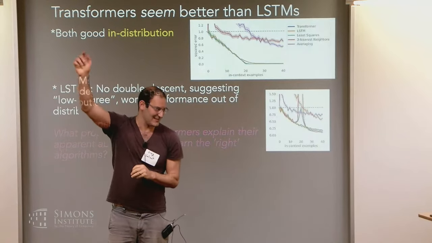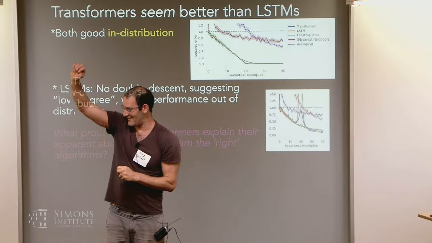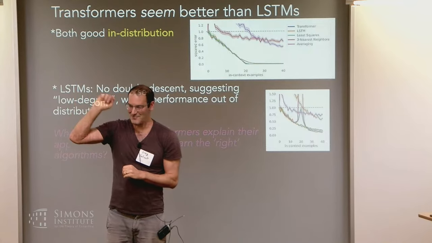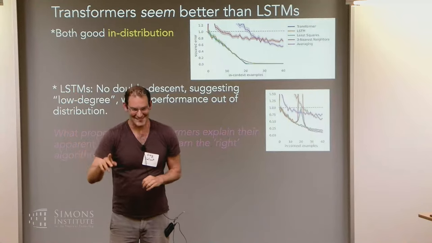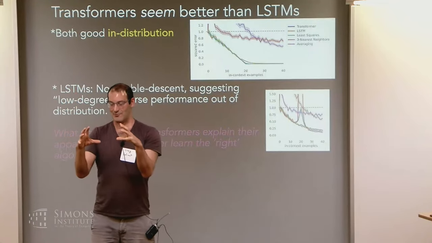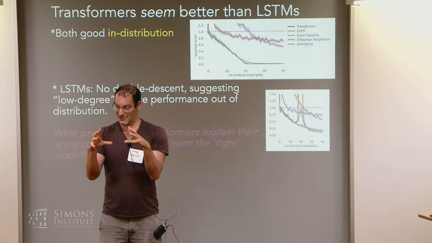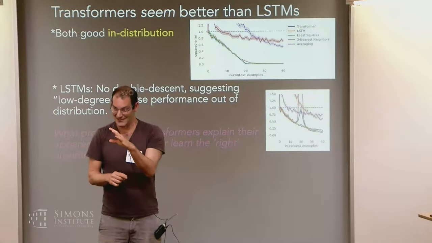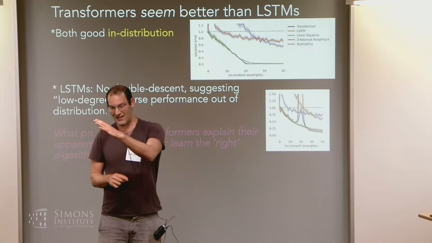How many people are like, yes, this is double descent, I understand this, I've seen this? Okay, how many people, this sounds okay? So basically we're saying, suppose you're doing regression, how ill-conditioned is this in the case where you have exactly D labels? And think of it this way.